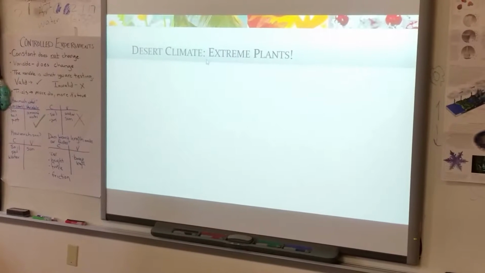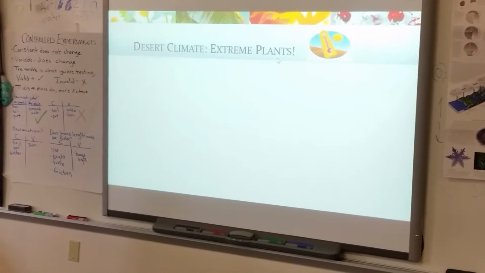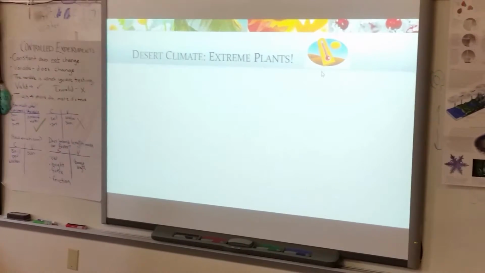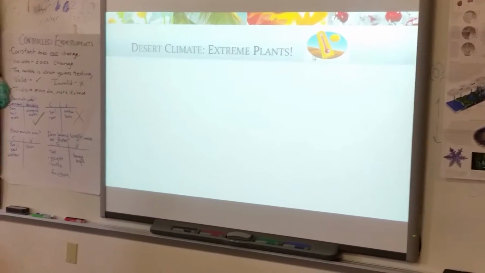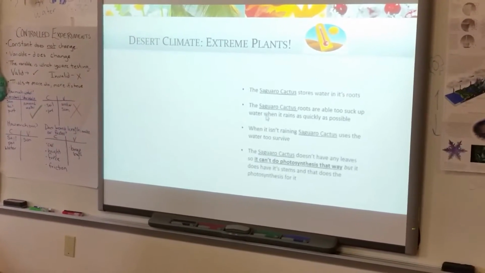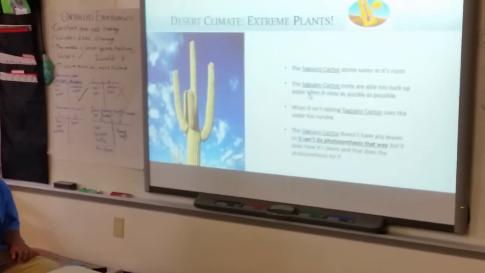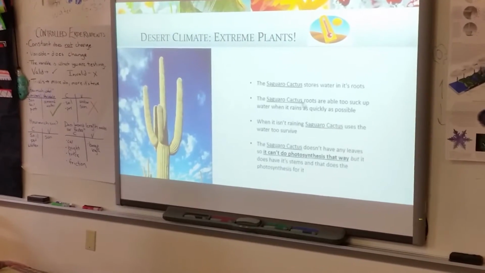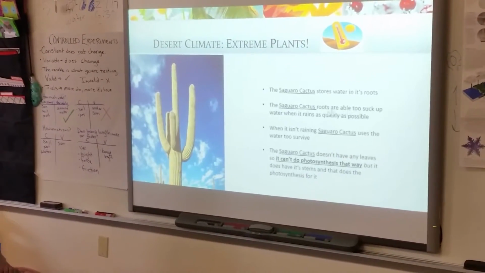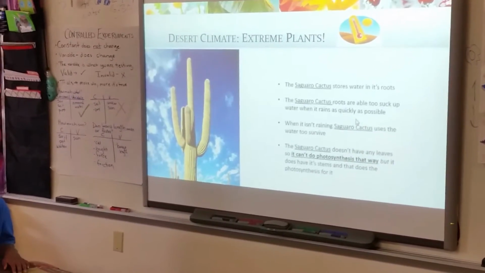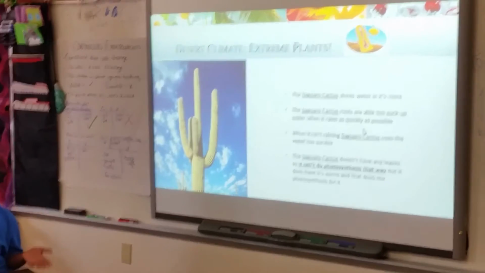Desert climate, extreme plants. Yep, that's probably exactly how a desert temperature is. The saguaro cactus. The saguaro cactus stores water in its roots. The saguaro cactus roots are able to suck up water when it rains as quickly as possible. Which, that's pretty fast. I mean, dry.